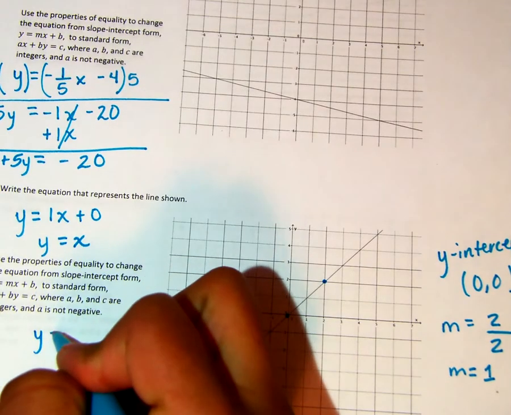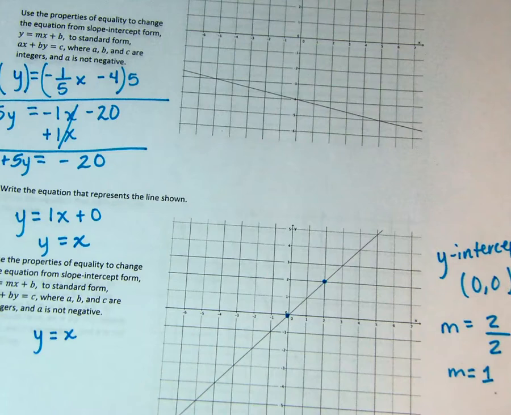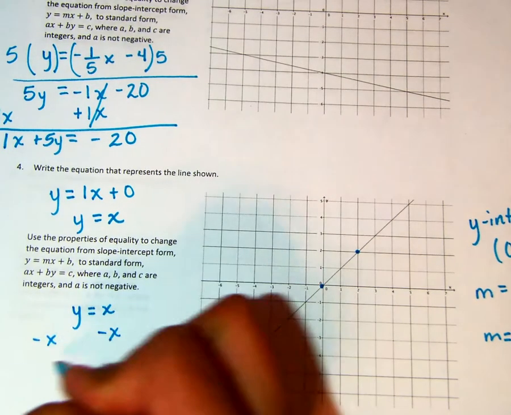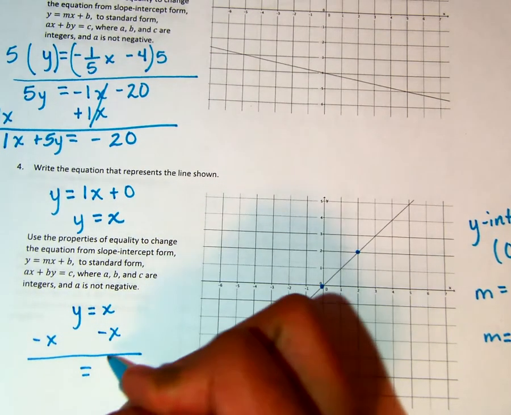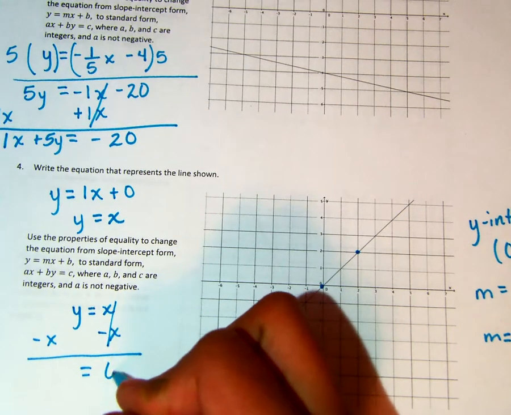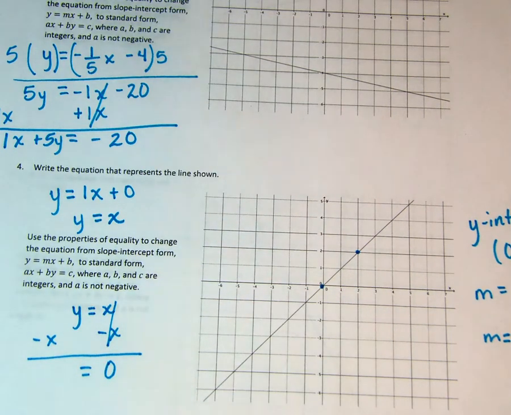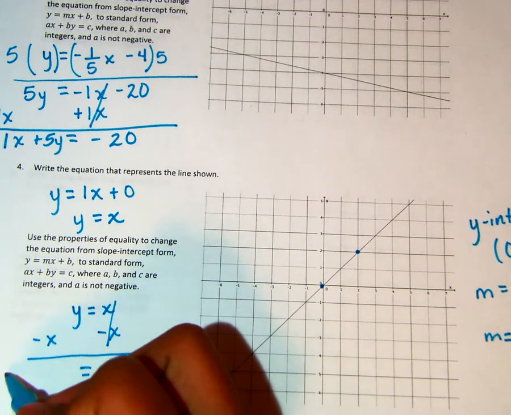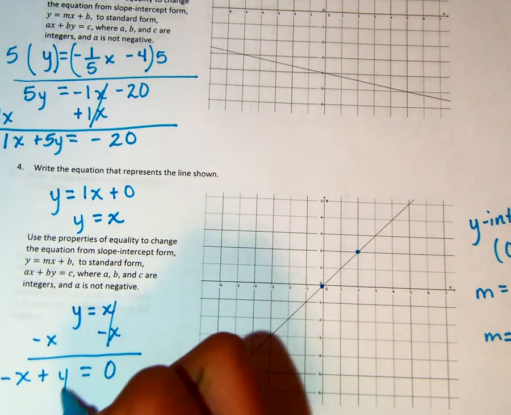So I'm going to write the equation down as given. All right, and I know that I don't want this x on the right. I actually want my x on the left, so I'm going to subtract the x from both sides. All right, now on my right side, those cancel out. I'm left with 0. On my left, though, I'm left with negative x plus y.